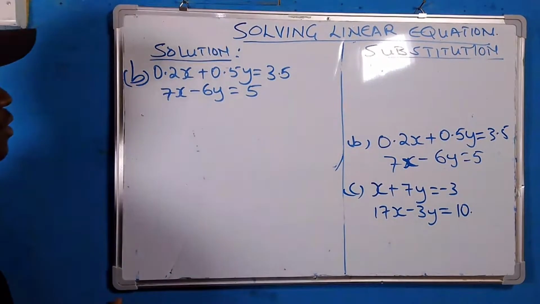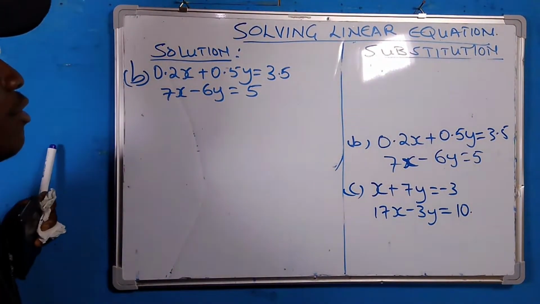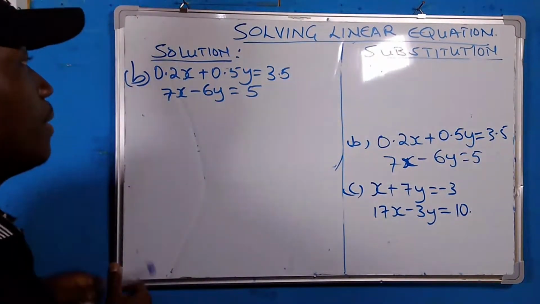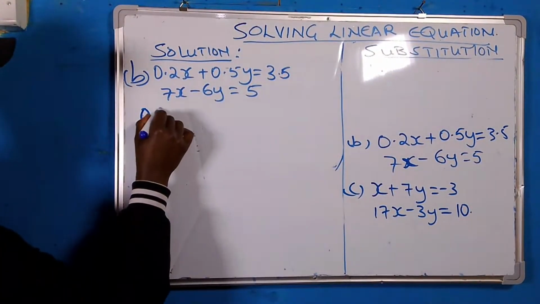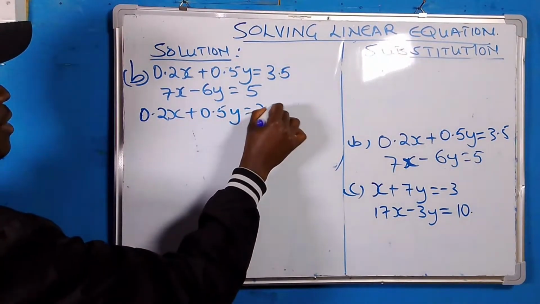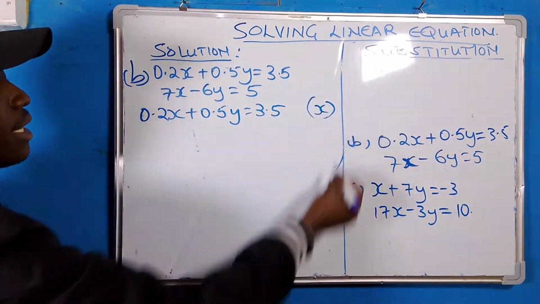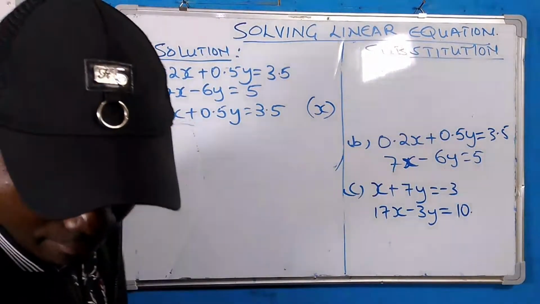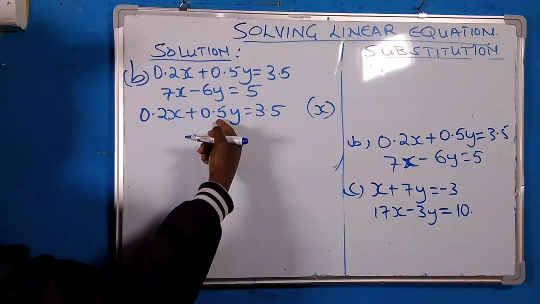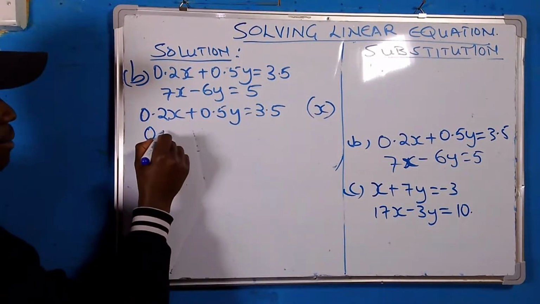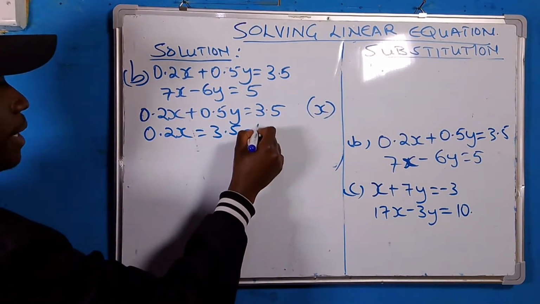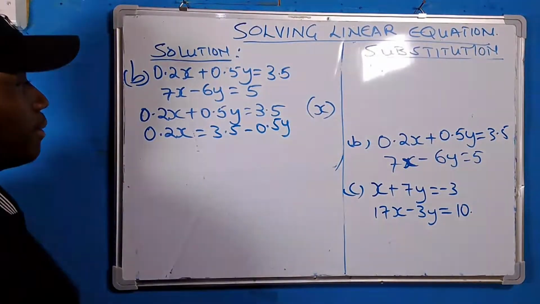To solve this question, we can choose one equation to be our main one. In this case, we can choose the first equation, 0.2x plus 0.5y is equal to 3.5. Let us decide to make x our subject. So we take the y term to the other side of the equal sign and are left with 0.2x is equal to 3.5 minus 0.5y.